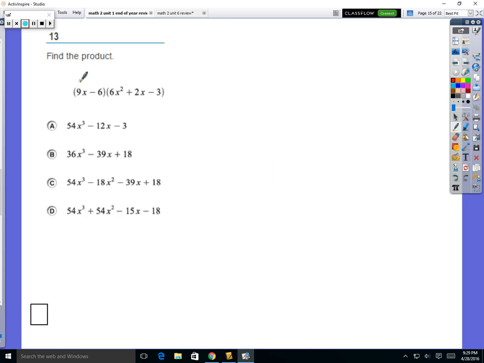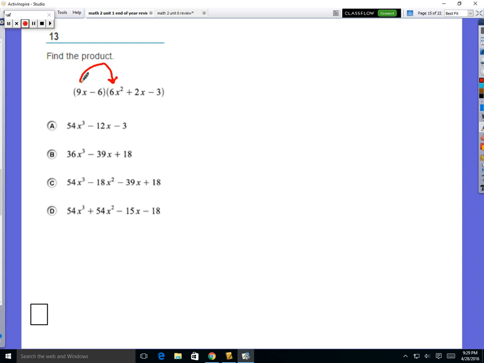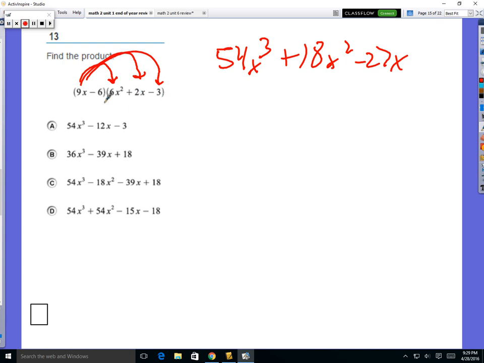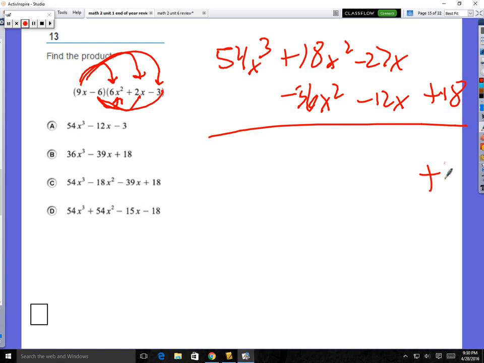Find the product, this guy times this guy, this guy times this guy. So 54x cubed plus 18x squared minus 27x. Now this guy times this guy, I'm going to stack them on top of each other. Minus 36x squared minus 12x plus 18. So I'm going with one of them that has a plus 18. So that one's gone, and that one's gone. And then I'm going to go with the one that has 54x cubed. So it's got to be that guy.